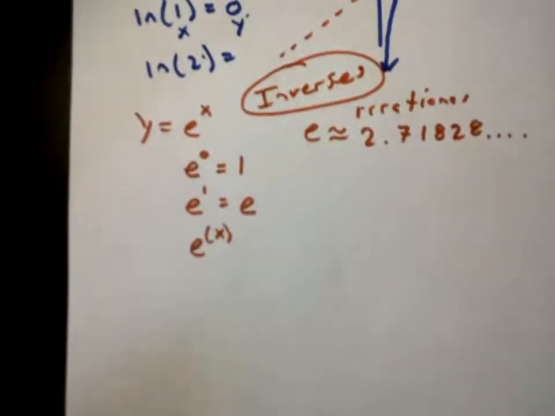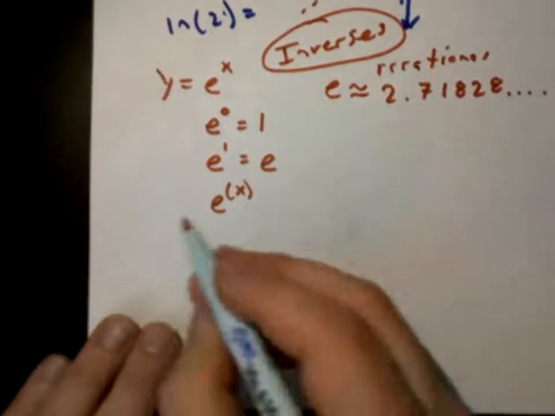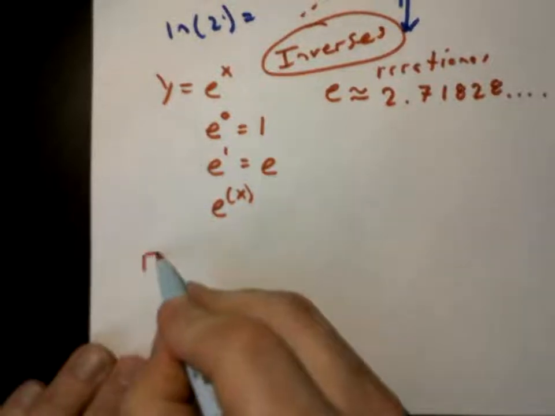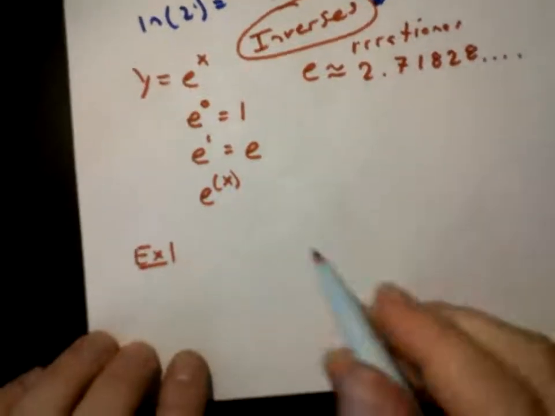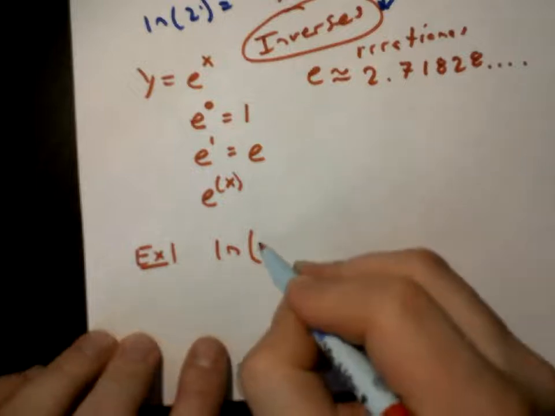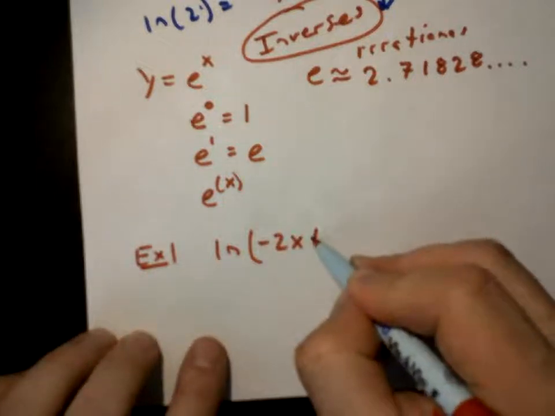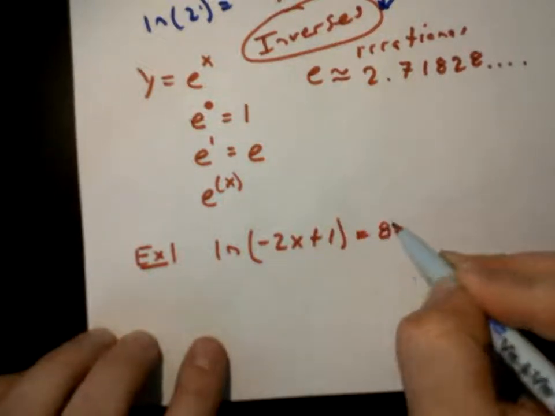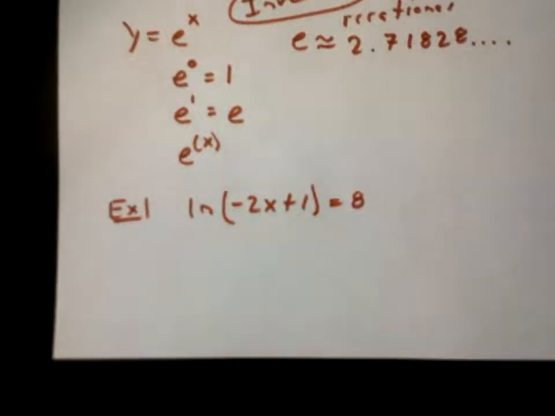So let's do a couple problems that maybe facilitate that information. And the more you do of these, the better you're going to get at it. But let's start a little bit simple. Okay, so let's do maybe this example. Let's do ln of -2x plus 1 equals 8. So let's try this one.